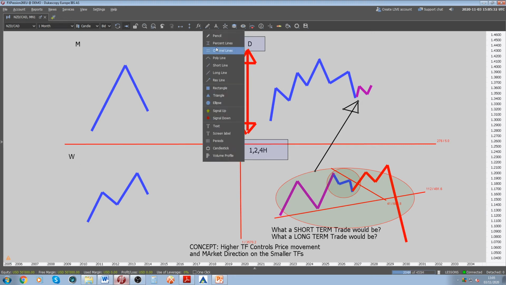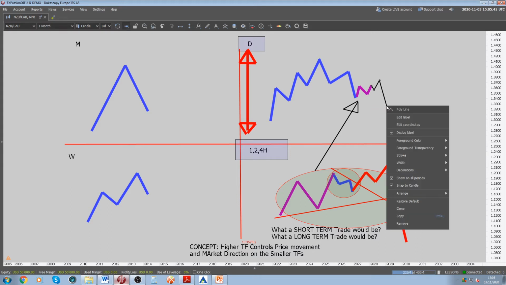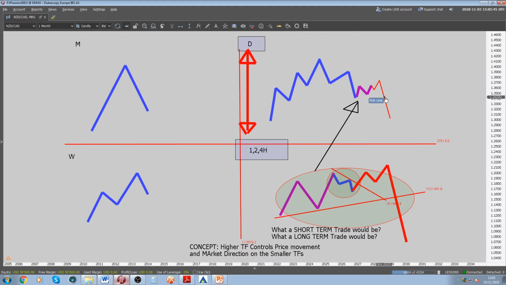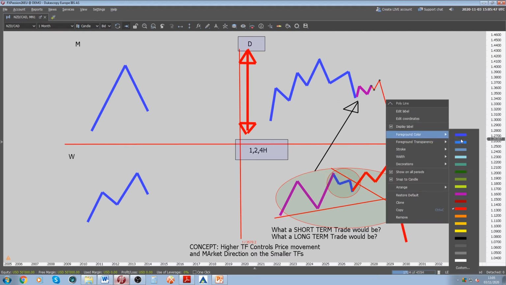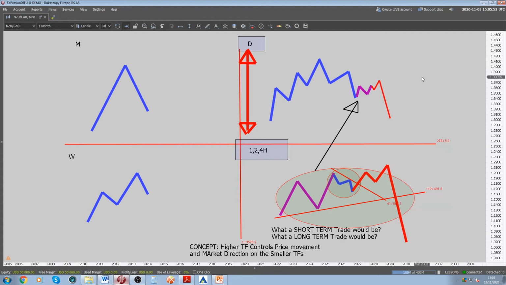Why did we lose? The market broke the counter trend line and then bam. Why did we lose? We are looking at exactly the same price movement, price action, just from a different time frame view. Daily structure is short.